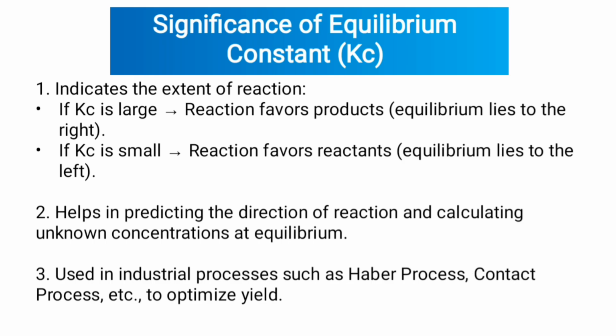Now, significance of equilibrium constant Kc. First one, it indicates the extent of reaction. When Kc is large, reaction favors products and equilibrium lies to the right. If Kc is small, reaction favors reactants and equilibrium lies to the left. Second one, it helps in predicting the direction of reaction and calculating unknown concentration at equilibrium. And third one, it is used in industrial processes such as Haber process and contact process to optimize yield.